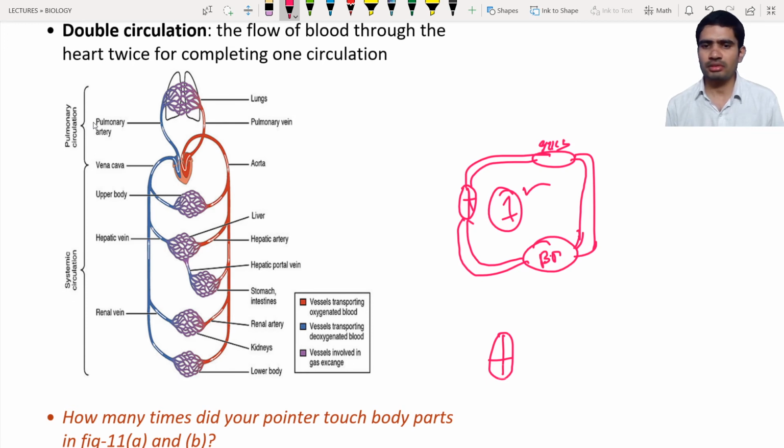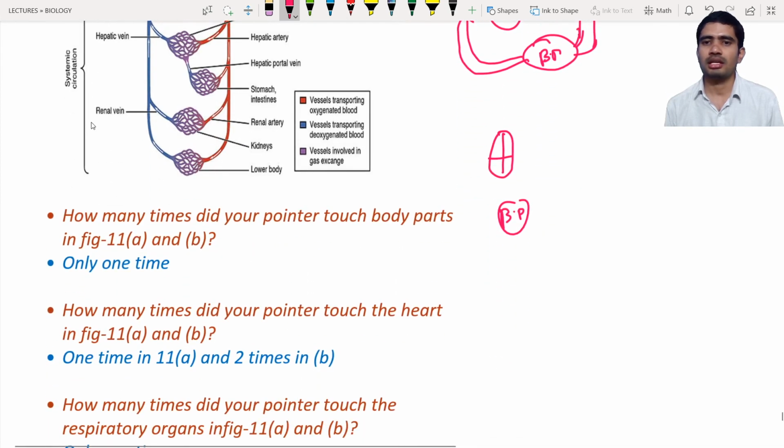First, blood will reach from the body parts to which chamber? Right atrium. The blood will reach from the body parts to the right atrium through the superior and inferior vena cava. From here it will reach the right ventricle, and from the right ventricle to the lungs.